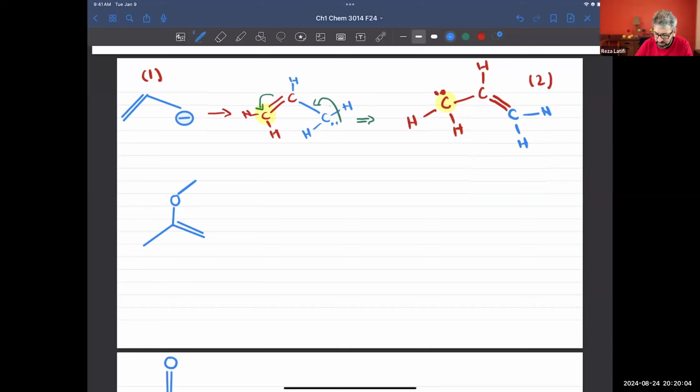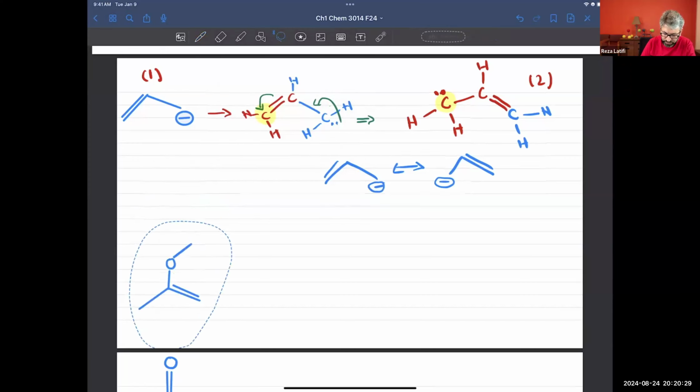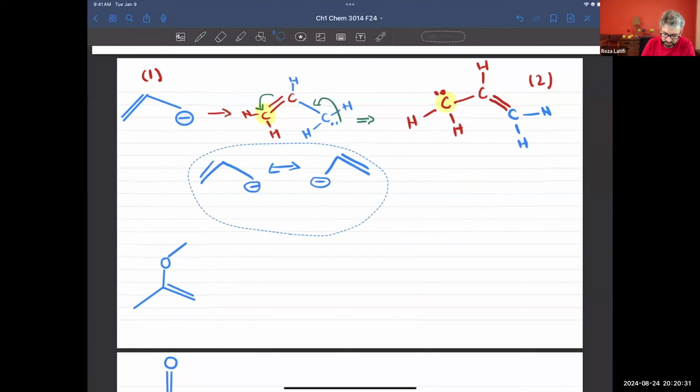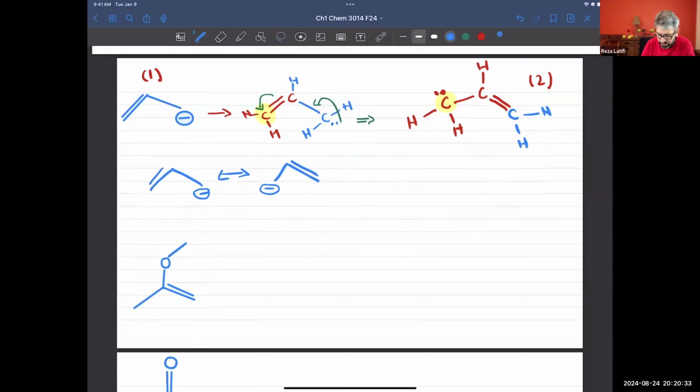Structure number 2 is exactly equal to this. Forgive me, it's going to be equal to this. This one will be a resonance structure of this one. So if I want to draw a hybrid or mixture of them, this is going to be the answer for it.